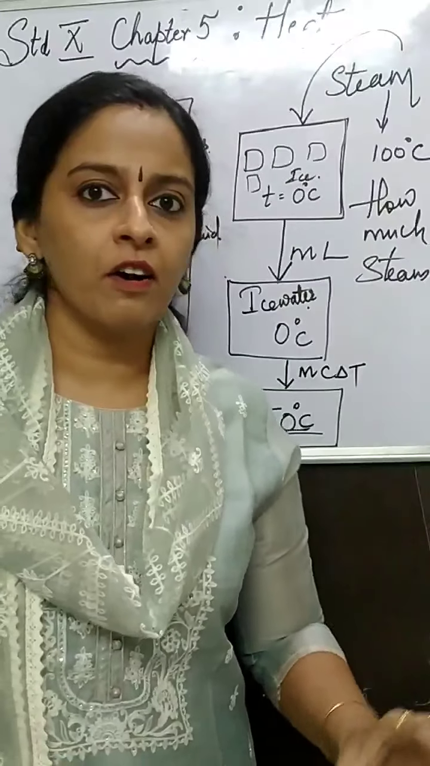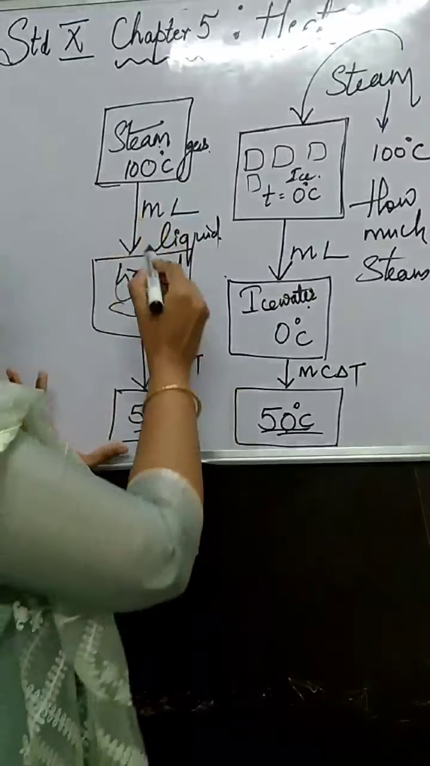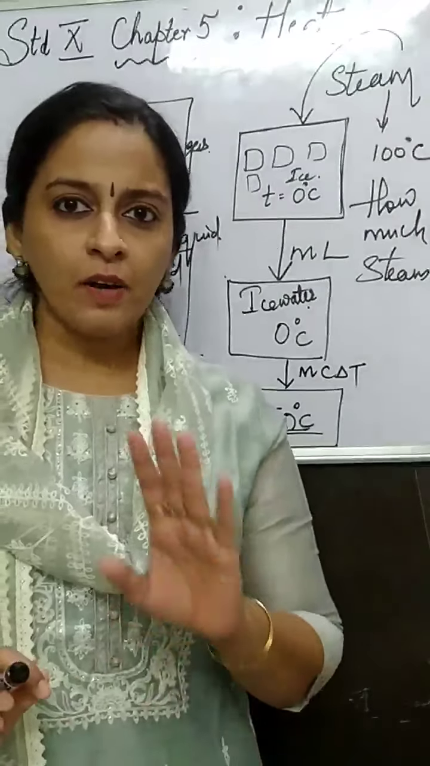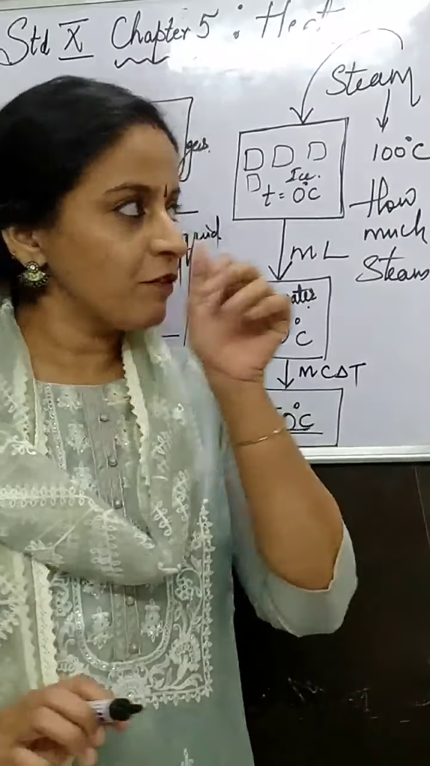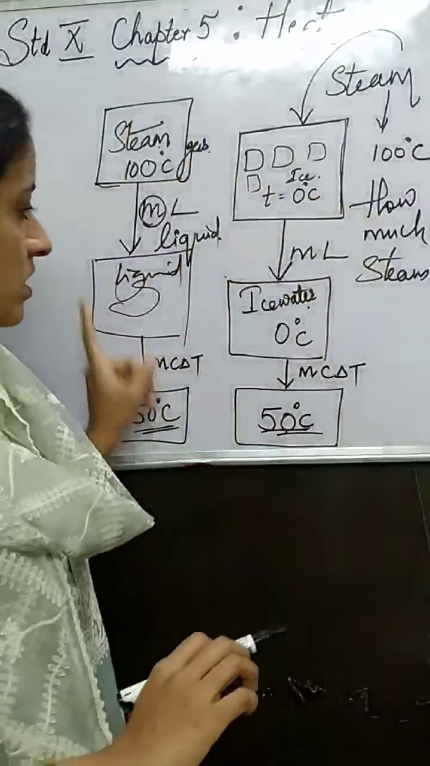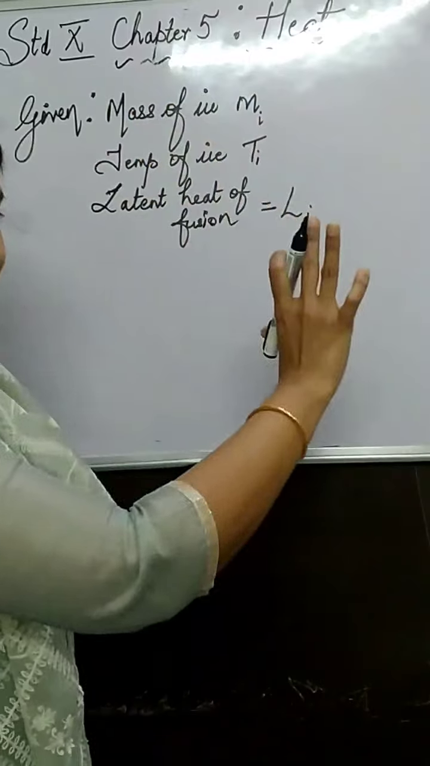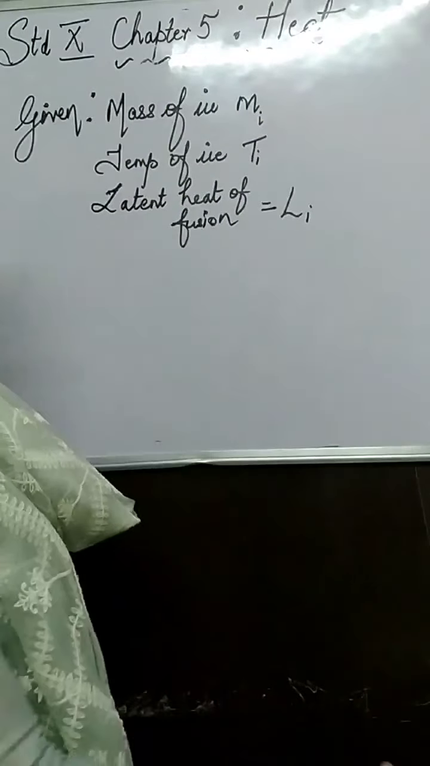So we want to find out how much is steam. This is what you have to find out: the mass of the steam. I hope you understood. Okay, so with this knowledge, I explained you the sum. Let us solve it. Now I have written about ice. All the details about ice, let us write.